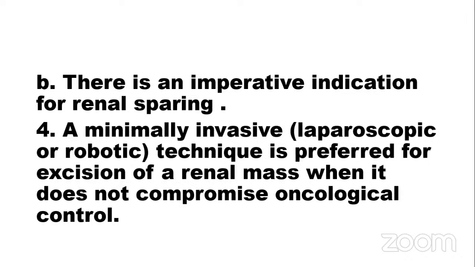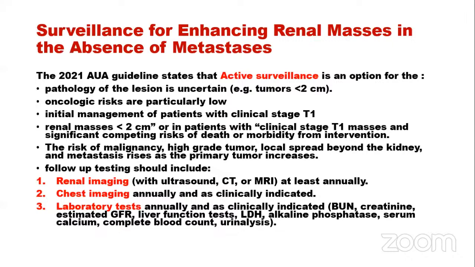The minimally invasive laparoscopic or robotic technique is preferred for excision of the renal mass when it does not compromise oncological control. Surveillance of an enhancing renal mass in the absence of metastasis: the 2021 AUA guideline states that active surveillance is an option for lesions where the pathology is uncertain.